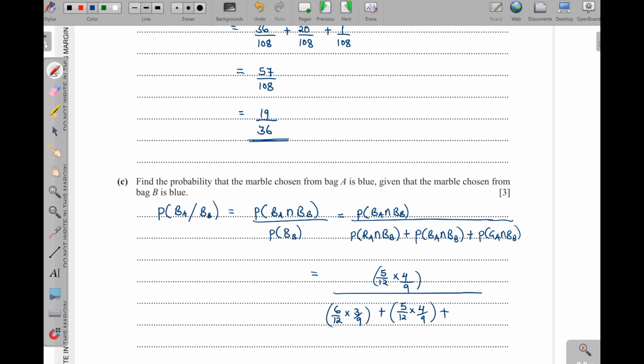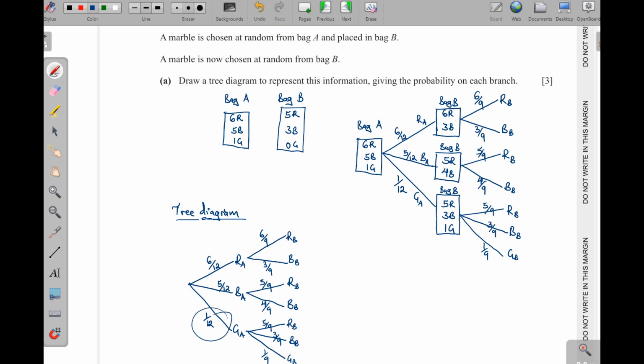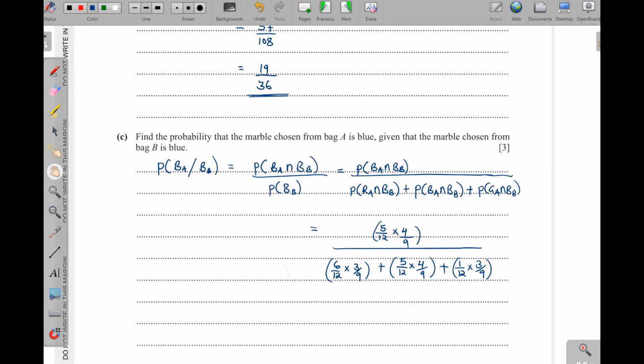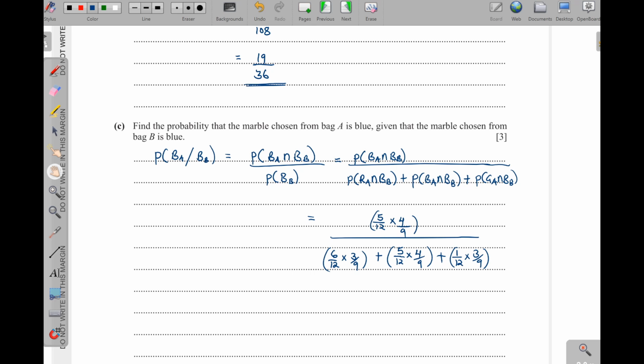And then lastly, I have green from A and then blue from B. That is 1 over 12, then 3 over 9. So that is what we are having there. Now let's compute this. Of course, up here we are having 20 out of 108. Then down here we are having 18 plus 20, that is 38. Then plus 3, that will be 41.